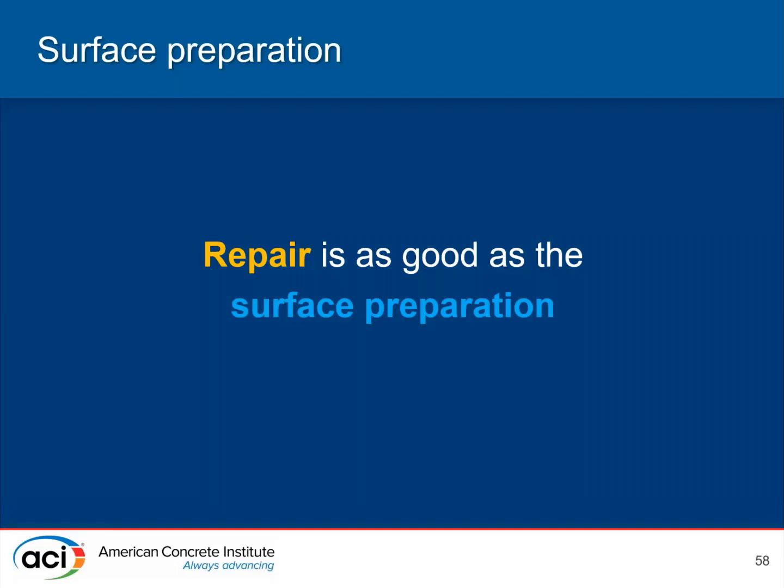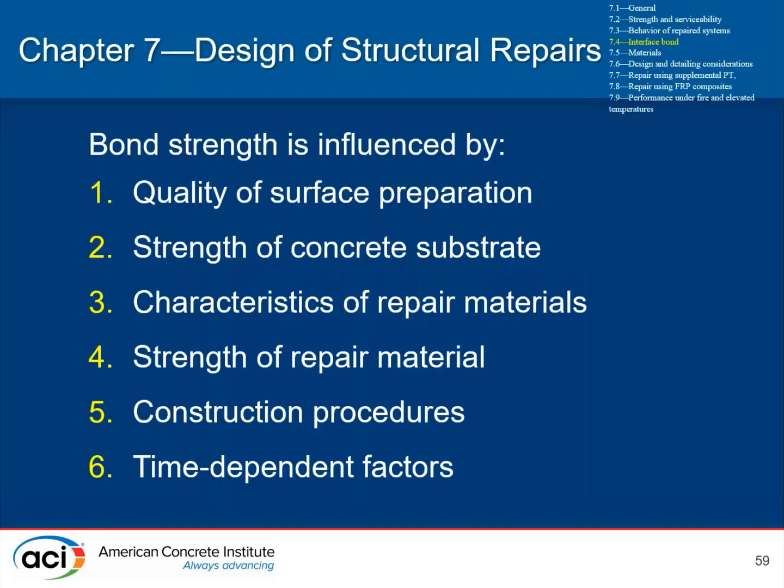Bond strength, as influenced by surface preparation, is a critical parameter. And so that bond strength is going to be influenced by the quality of the surface preparation. We'll show an example here coming up about surface preparation and how it can impact bond strength. The strength of the concrete substrate itself, when there's deterioration or distress in the concrete, or if it's very low strength concrete, the substrate conditions can be an important factor.